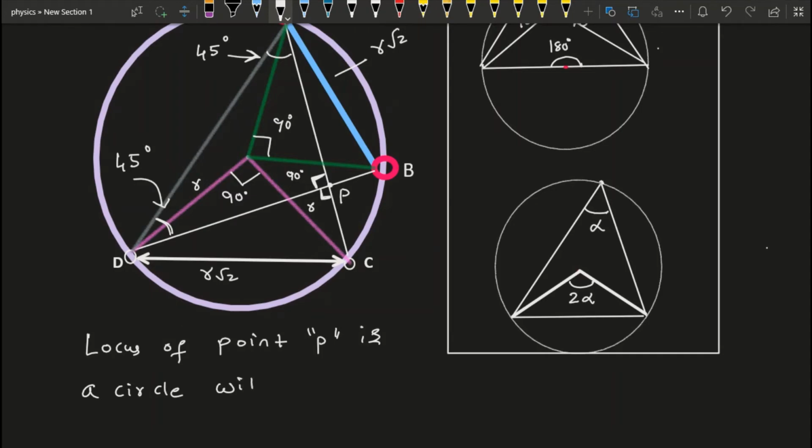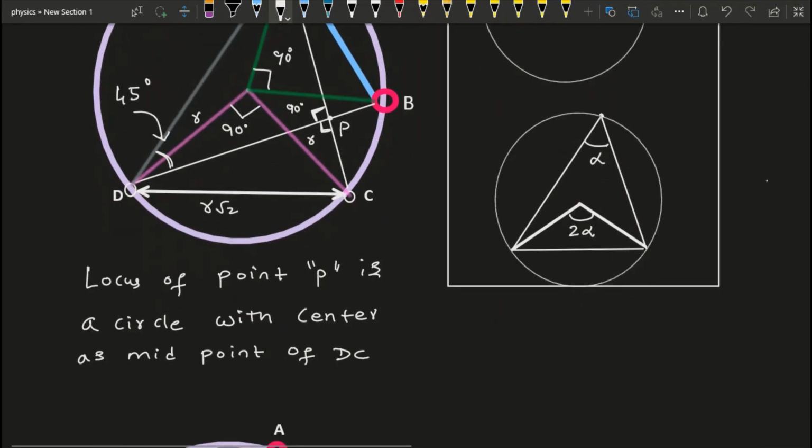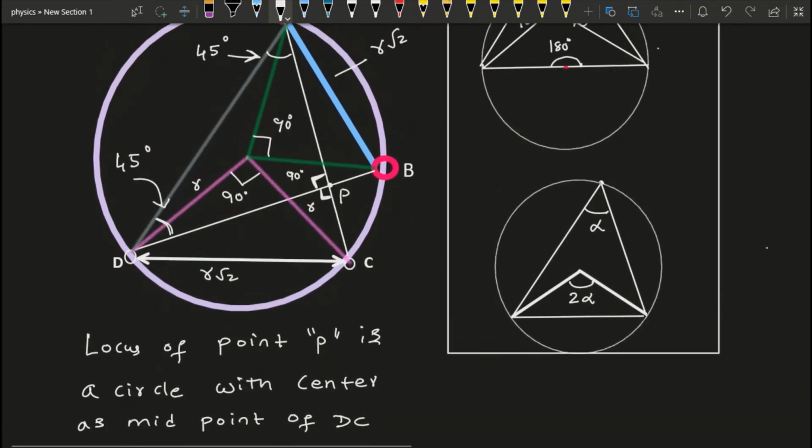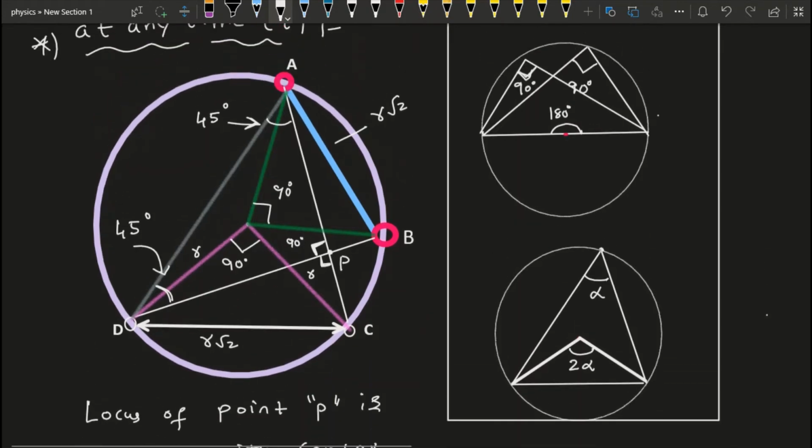with center as the midpoint of DC. Center as the midpoint of DC, we are having a circle. Okay, so the locus of the point P is a circle. So that is the final conclusion. So we have proved that the locus of the point P is a circle.